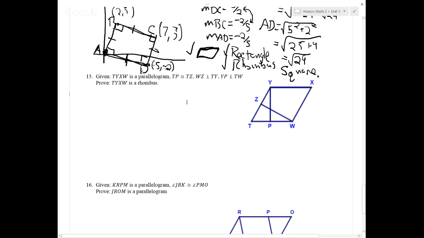All right, in 15, we have to show what we have is a rhombus. We want to show that TYXW is a rhombus. Right now we have TYXW as a parallelogram. So let's label some other parts we have. We have TP and TZ, then WZ perpendicular to TY, and YP perpendicular to TW.